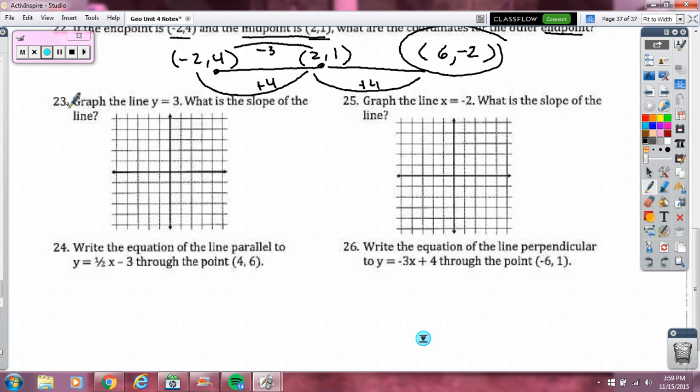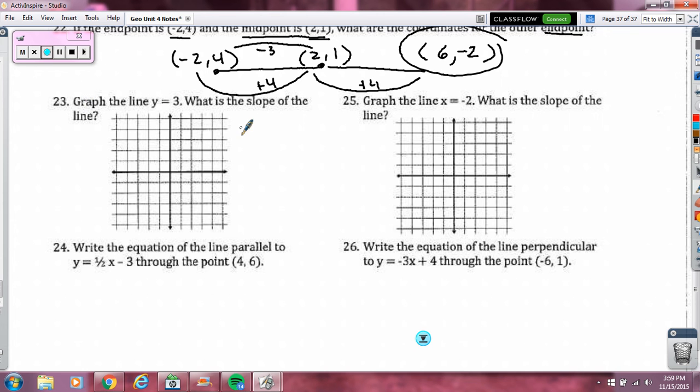And on number 23, graph the line y equals 3. Y equals would give me a horizontal line. So here, right there, this dot is at a y value of 3, and I'm just going to draw a horizontal line through it. The slope is 0.